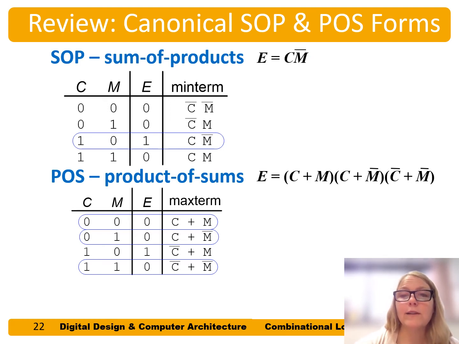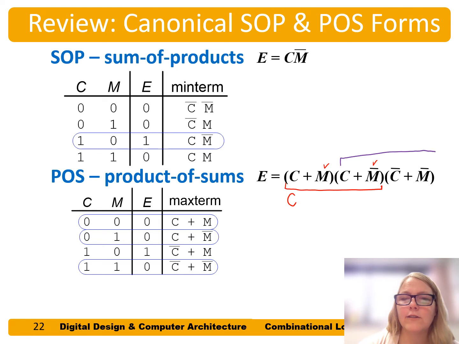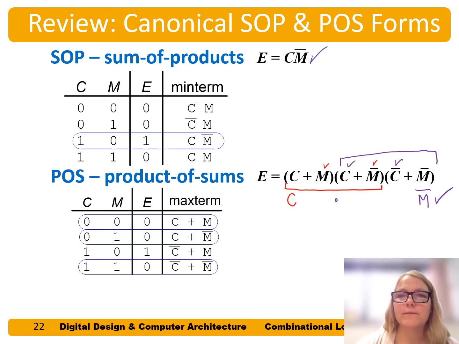Probably the easiest way is to use one of the forms of combining, where we have C or M, quantity and C or M bar. These differ in a single term, the M term, and so that reduces to just C. And you can use that term again, C or M bar. These terms differ only in the C term, and so that reduces to just M bar. And so in fact we get the same result.